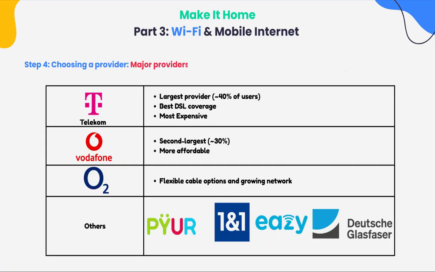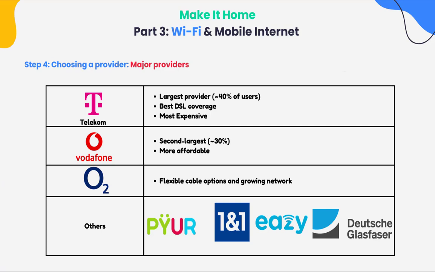The fourth step is choosing your provider. In Germany, the major players are Telekom, Vodafone, and O2. Telekom is the largest, with about 40% of users, offering the best DSL coverage, but it's also the most expensive. Vodafone comes next, with around 30% of users, and is slightly more affordable. O2 provides flexible cable options and has a growing network.